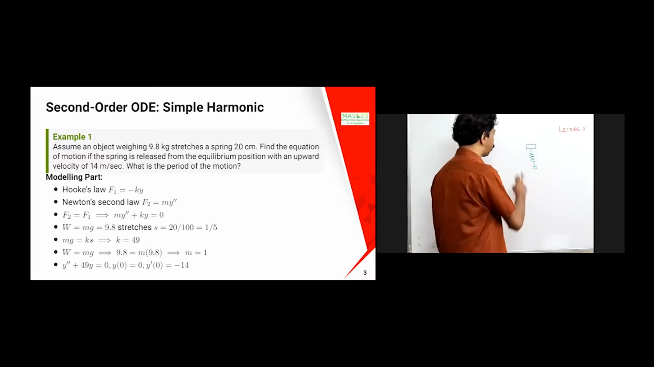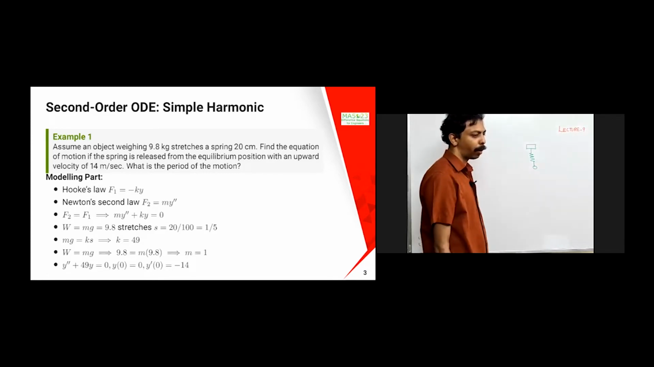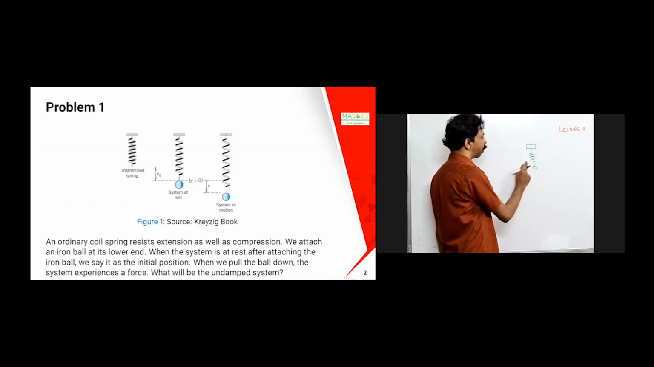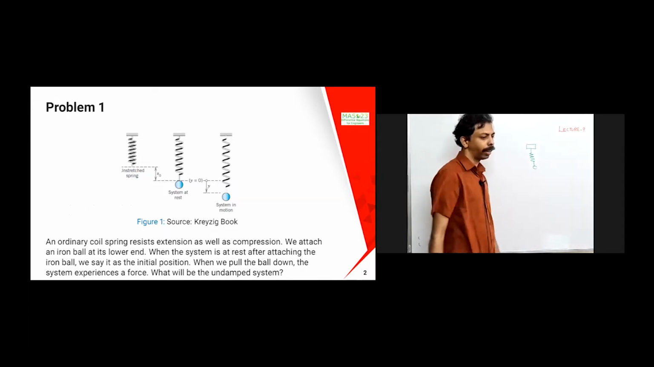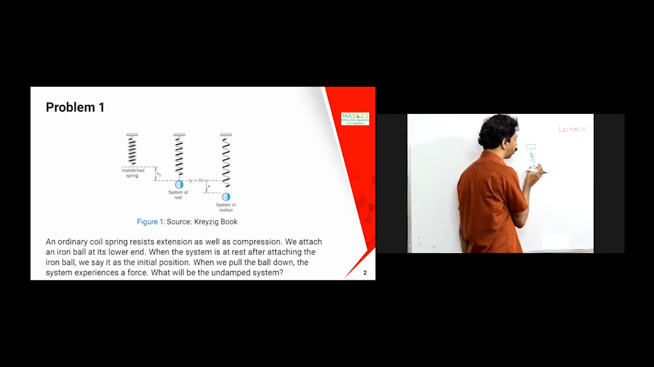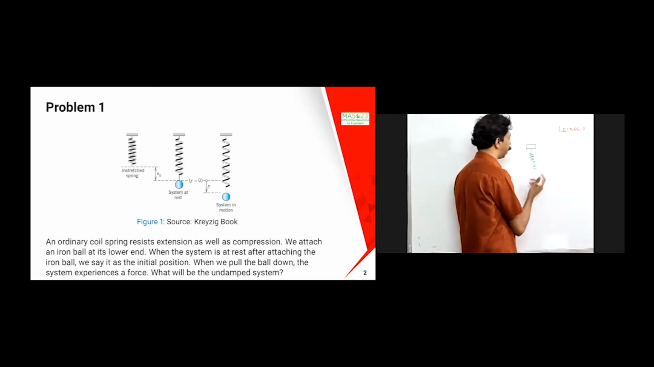What I have is a string where I am attaching a ball, the iron ball which I am attaching. Okay, for example, I have a coil. This is the spring where I am attaching the ball. What I am going to do is just stretch it down, or bring it down. It means I just pull this over here.